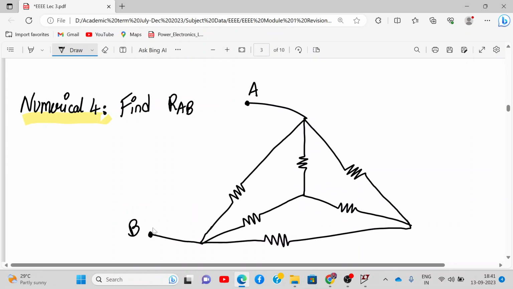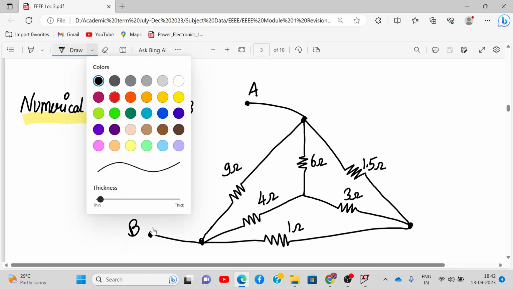Okay, slightly tedious. We have a delta and inside we have a star, and we need to find the equivalent resistance between A and B. This is 9 ohms, this is 4 ohms, 6, this is 1.5, this is 3 ohms, and this is 1 ohm. Now we'll have to find the equivalent resistance between point A and B. So always solve the inner loop first. Inside we have a star, right? So solve it to delta.